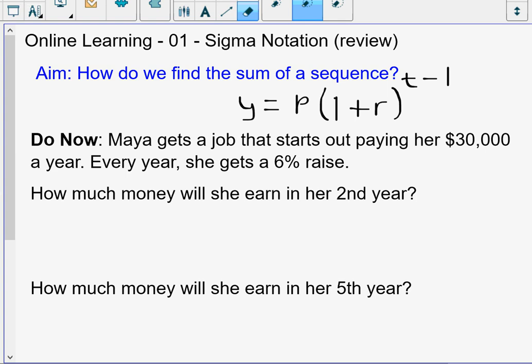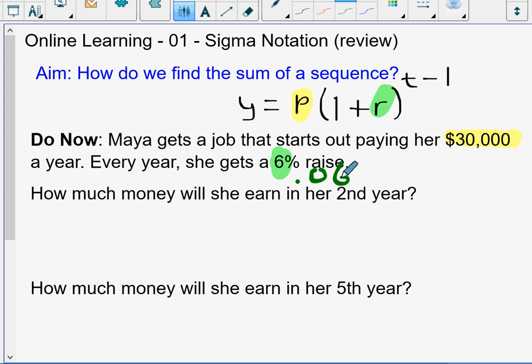Okay, so there are a couple values that we're plugging in order to use this formula. We're going to need the highlighter. We're going to need to find that initial value, and that's that $30,000 that she starts out getting paid. And then we need that rate, which is 6%. But what do we have to do to that rate before we can plug it into the formula? I'm going to call on an imaginary student over there who told me we need to turn it into a decimal. It can't go in as a percentage. So that 6% we're going to rewrite as 0.06.